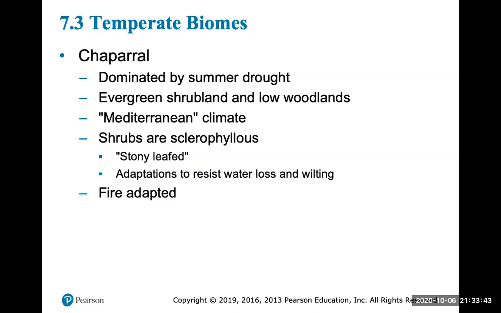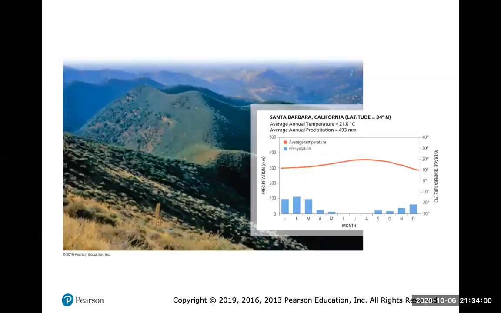Chaparral is dominated by summer drought, evergreen shrubland, and low woodlands, like a Mediterranean type climate. Stiff-leafed shrubs have the ability to adapt to resist water loss and wilting. They are also adapted to resist fire. So an example of this is Santa Barbara, California.